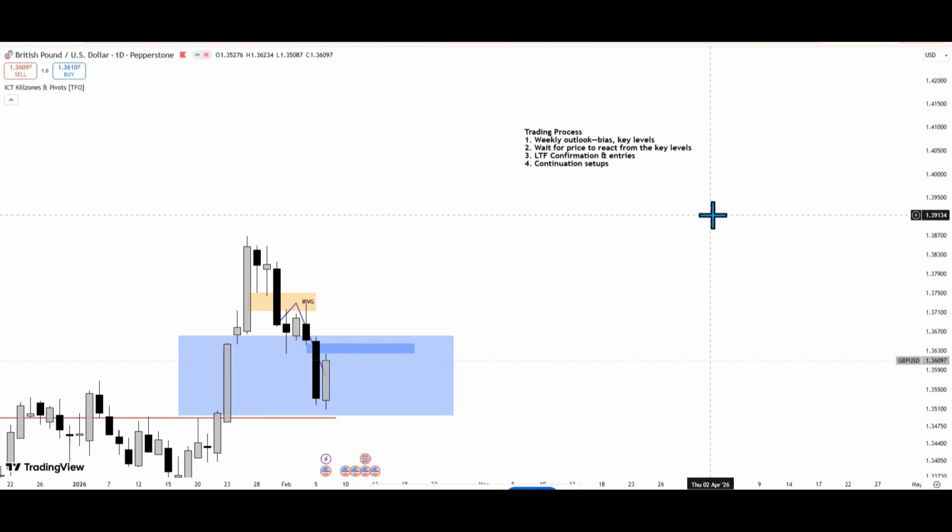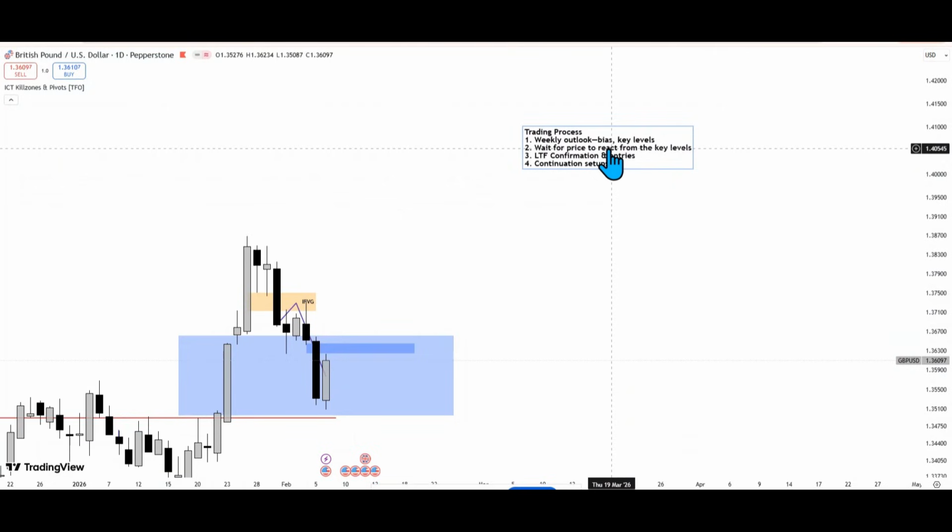So the first thing, of course, that I do every single week is a weekly outlook. The point of doing a weekly outlook is to identify bias for the week and also to identify daily key levels that the market is likely to react from before we get the move for the week. I always upload my weekly outlook here on YouTube every Sunday. If you've been following me for some time, I'm sure you know about that.